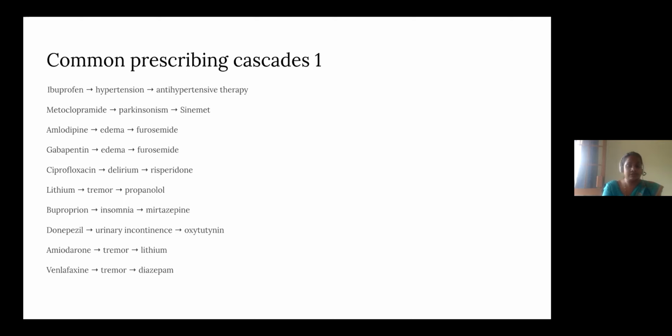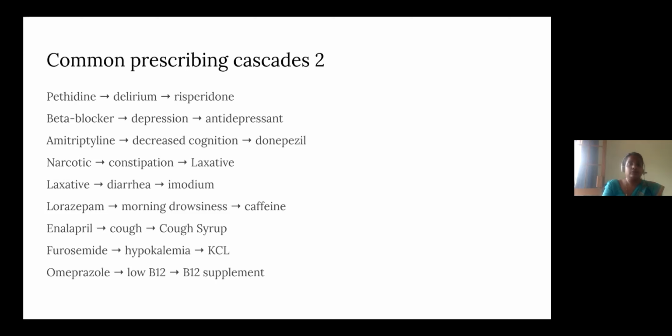Gabapentin also causing edema and starting furosemide. Ciprofloxacin causing delirium, starting antipsychotics like risperidone. Lithium causing tremor, starting propranolol. Bupropion causing insomnia, which leads into starting mirtazapine and other antidepressants. Donepezil causing urinary incontinence, resulting in oxybutynin treatment. Amiodarone causing tremor, which leads to lithium therapy, and venlafaxine causing tremor, and diazepam.